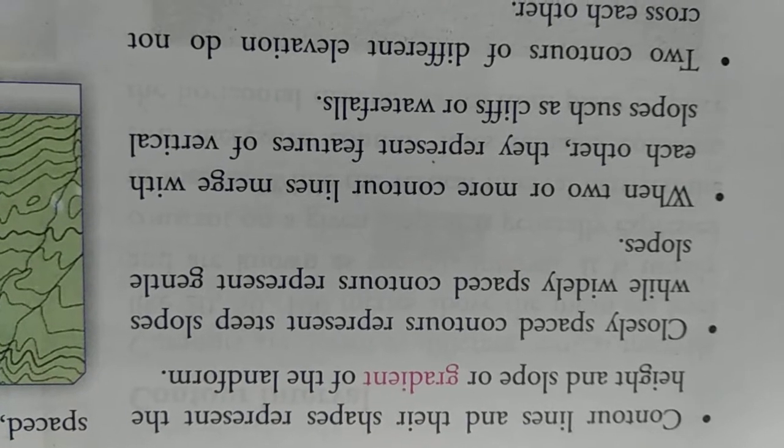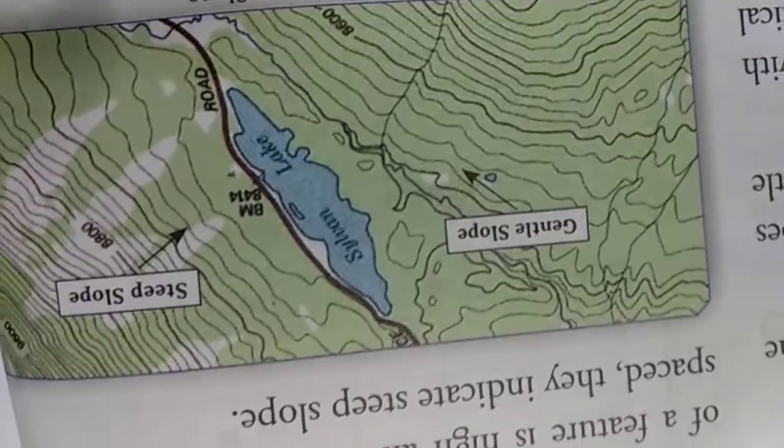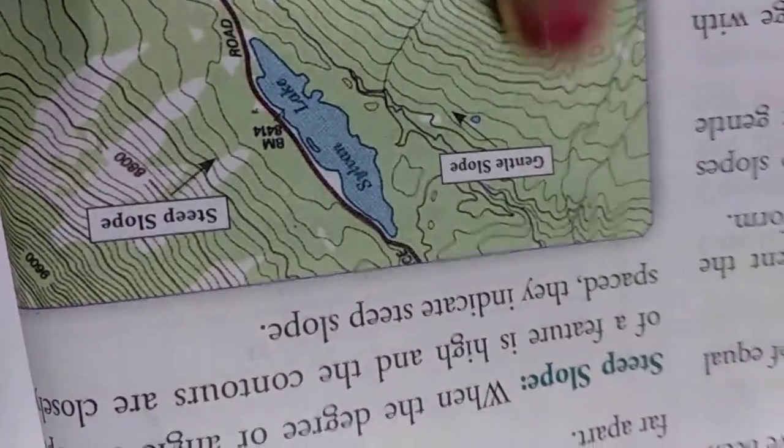Some basic features of contour lines: contour lines are drawn to show places of equal height. Lines and their shapes represent the height and slope of the gradient on the landform. Closely placed contours represent steep slopes, while widely spaced contours represent gentle slopes. See here, these are gentle slopes, these are steep slopes.